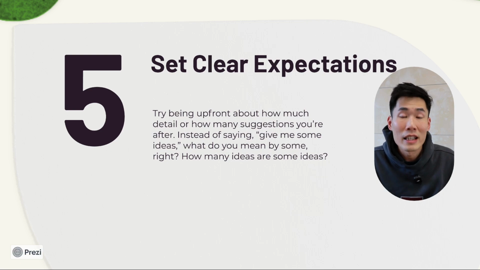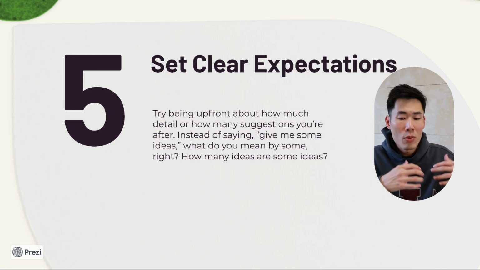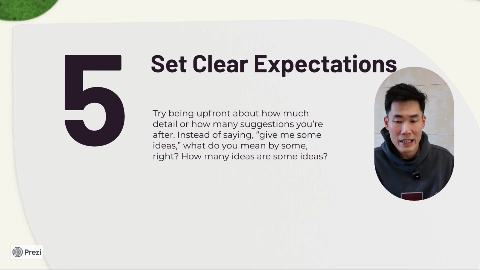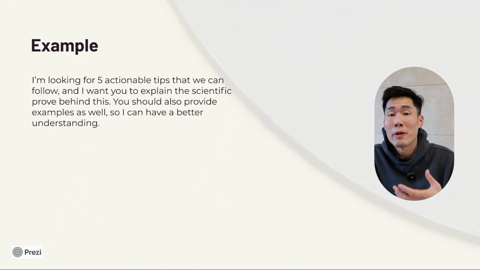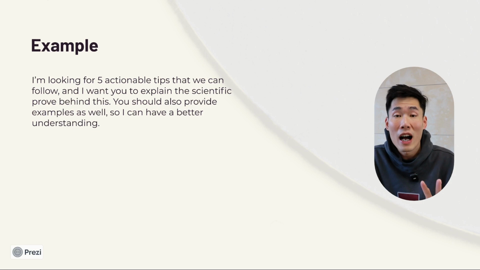Now, after you say the purpose of your question, let's move on to the 5th step, which is set clear expectations. We need to be more upfront about how much detail or how many suggestions you want exactly, instead of saying, hey, give me some suggestions. So what do you mean by some, right? How many ideas are some ideas? So in this case, you need to be more specific. I'm looking for 5 actionable tips that we can follow. And I want you to explain the scientific proof behind this.